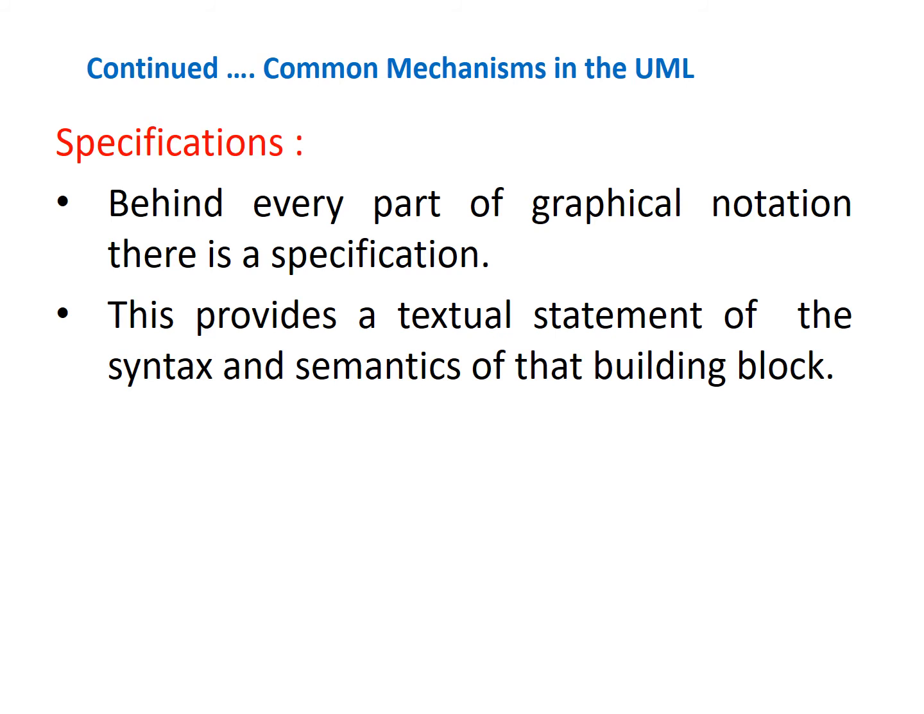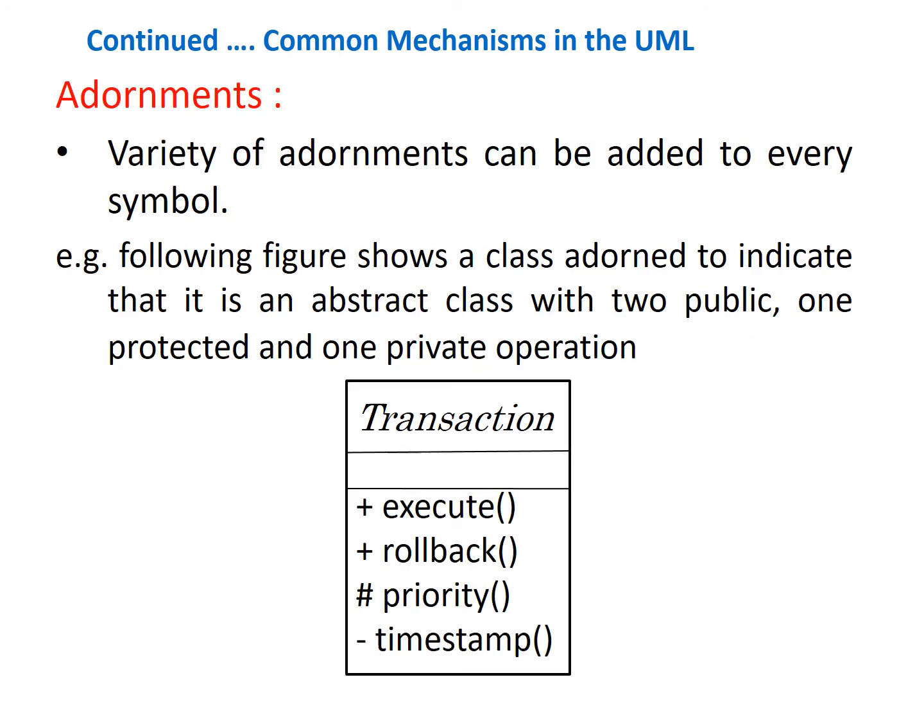Specifications. The UML is a graphical language. Behind every part of graphical notation, there is a specification. This specification provides a textual statement of the syntax and semantics of that building block. Next is adornments. Every element in the UML's notation starts with a basic symbol to which can be added a variety of adornments specific to that symbol.